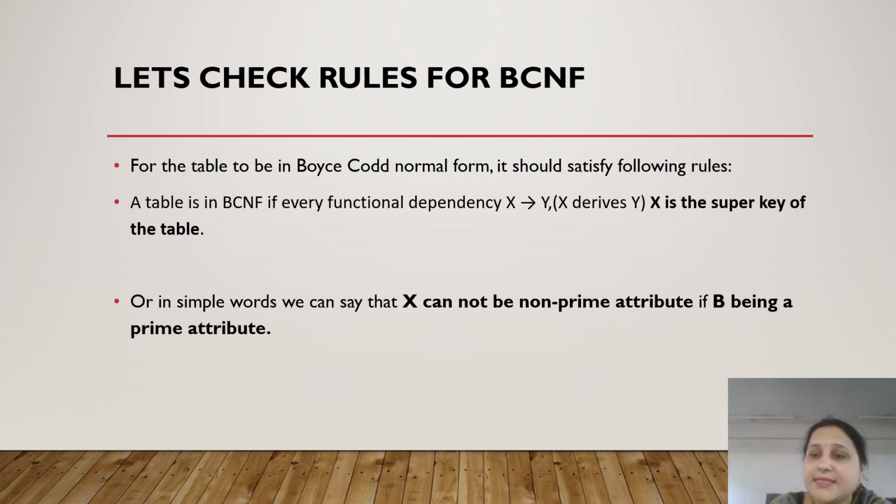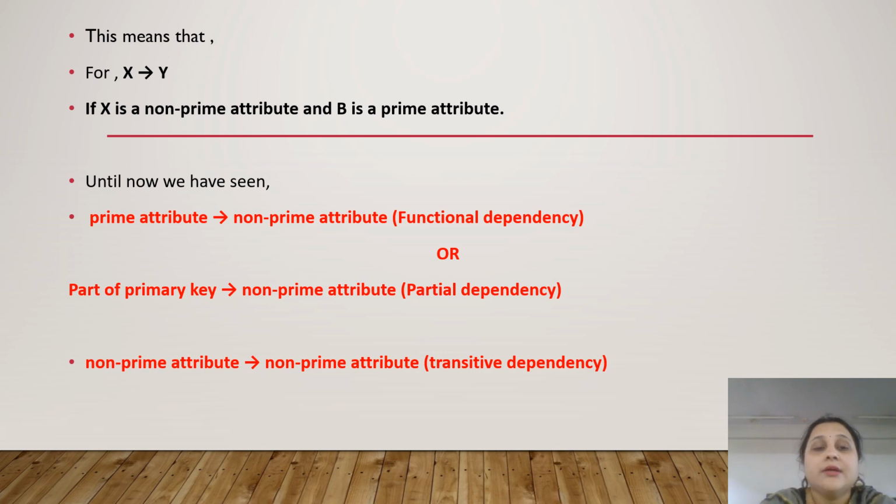Okay, now we'll discuss the example. X derives Y means X is a non-prime attribute and Y is a prime attribute. Till now we have seen first normal form, second normal form and third normal form. Now we will quickly revise here also. Prime attribute deriving non-prime attribute means functional dependency. Then a non-prime attribute derived by a part of the primary key, that was a partial dependency. And a non-prime attribute, if it is deriving a non-prime attribute, then it is a transitive dependency.